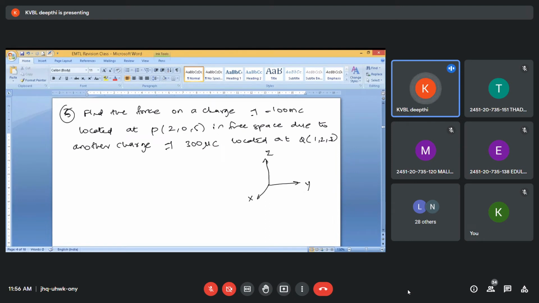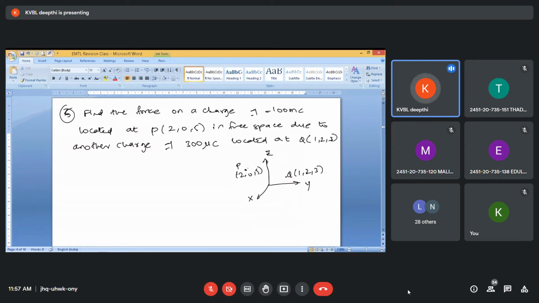So this is your XYZ coordinates. First point is at P, correct? So it is 2 comma 0 comma 5. Somewhere it will be here because the y term is 0. So somewhere here you will be getting 2 comma 0 comma 5. And the Q term is 1, 2, 3. All the three terms are there. Let us just take it as here, 1 comma 2 comma 3.